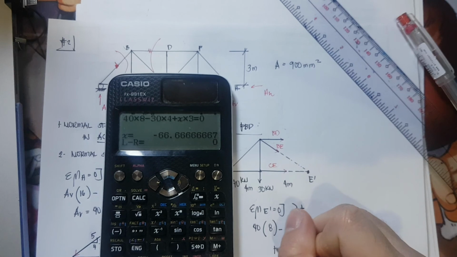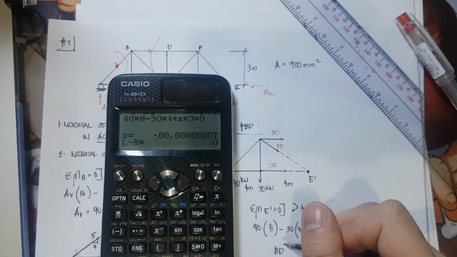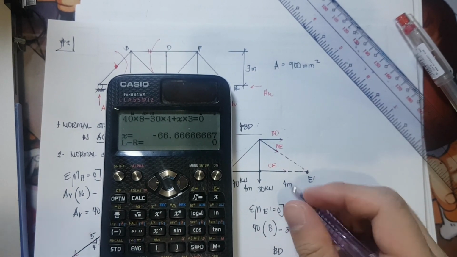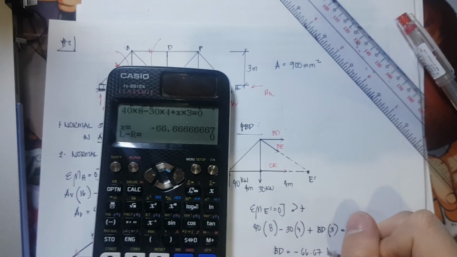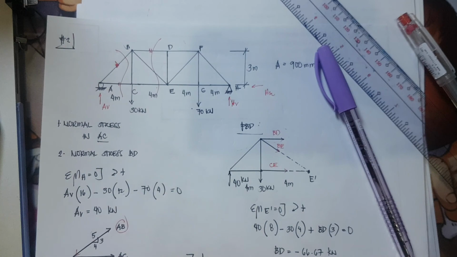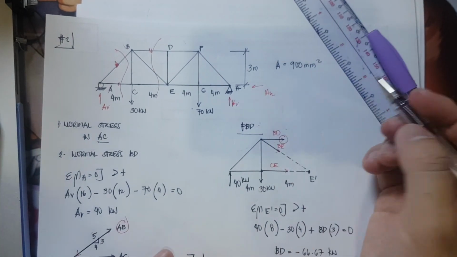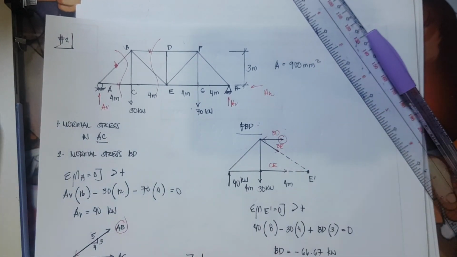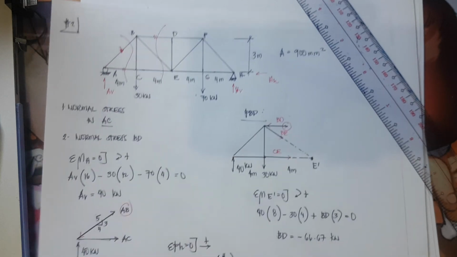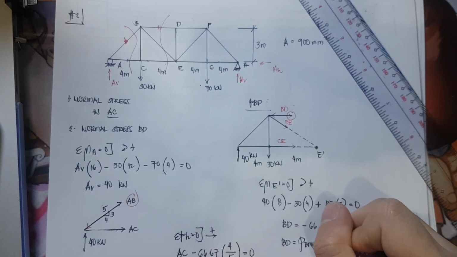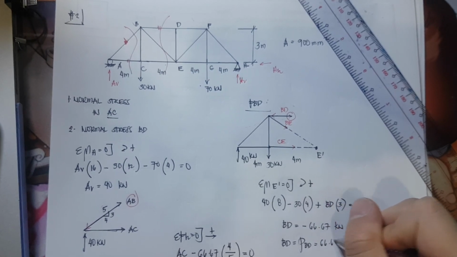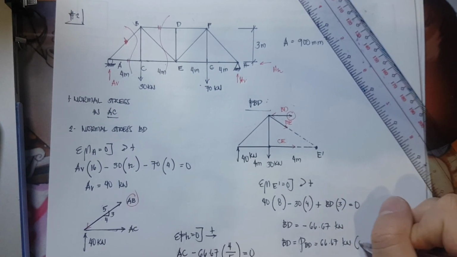So again, BD is equivalent to negative 66.67 kilonewtons. Therefore, our assumed direction is incorrect. It is compression, not tension. So, BD is equivalent to PBD, and that is 66.67 kilonewtons compression.